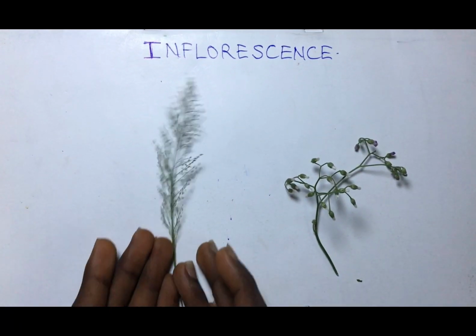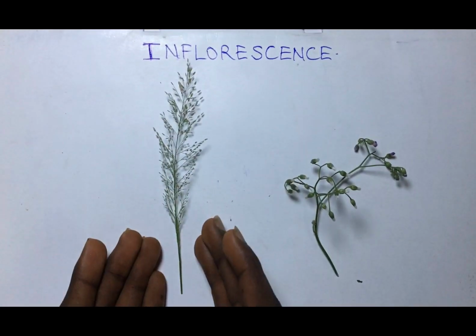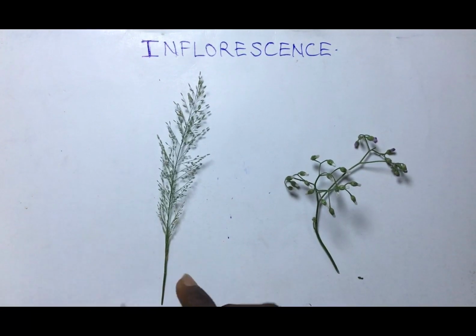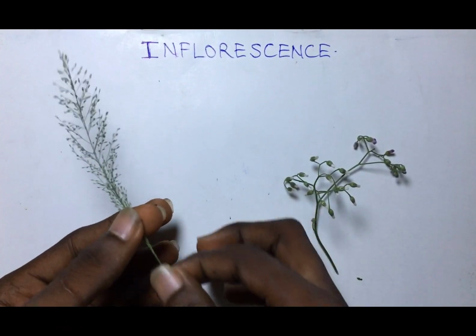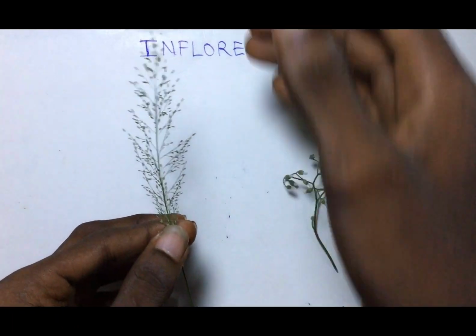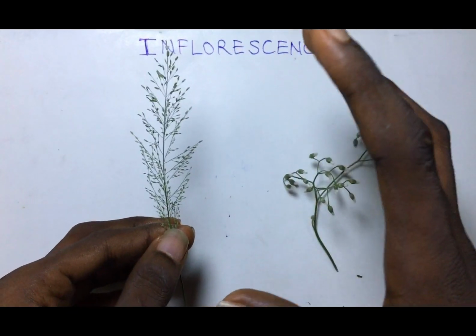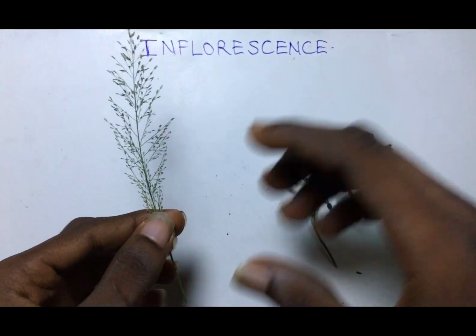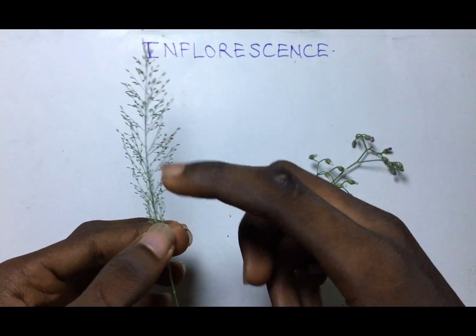So the stem that is supporting the inflorescence is what is referred to as the peduncle. This is the peduncle. It is the stem that is supporting the group or the clusters of flowers, or what is referred to as inflorescence. So the peduncle is the stem supporting the inflorescence.